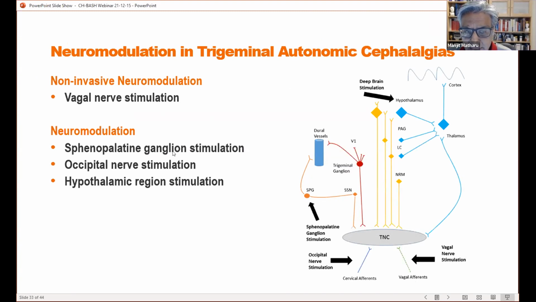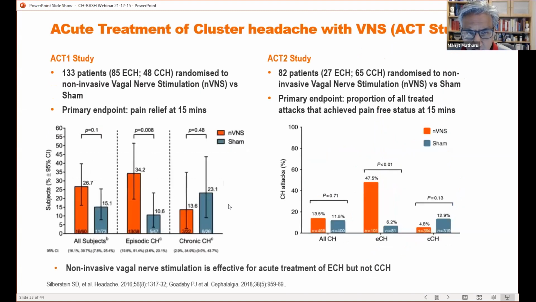There's the sphenopalatine ganglion on the basis of the trigeminal parasympathetic loop that I described earlier on, the trigeminal input with the parasympathetic output through the sphenopalatine ganglion is the reason we go there. The occipital nerve is the other one that you can target, with the cervical inputs having a direct input into the trigeminal nucleus caudalis. And finally, you've got the hypothalamic region that you can also target. So let's look at the data that we have on this.